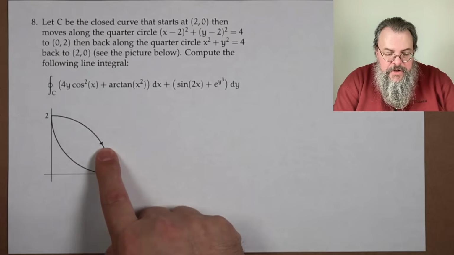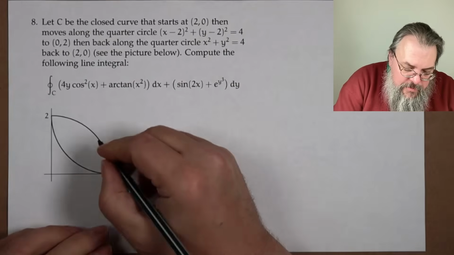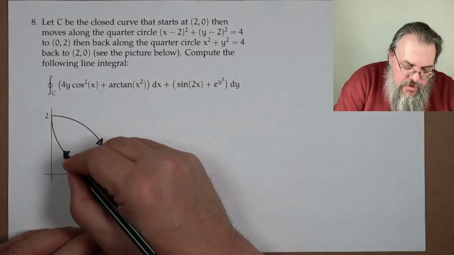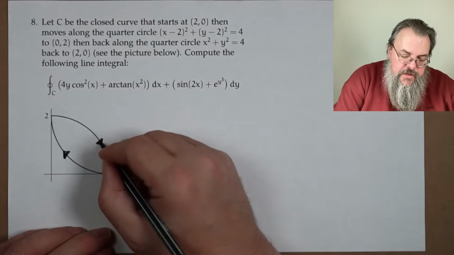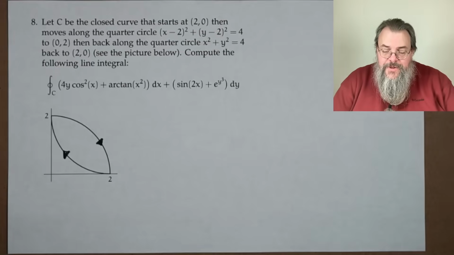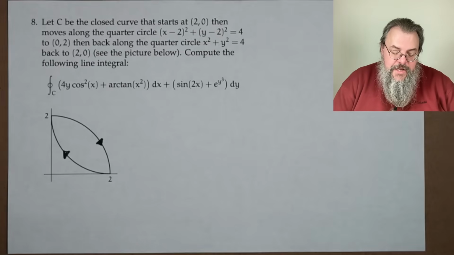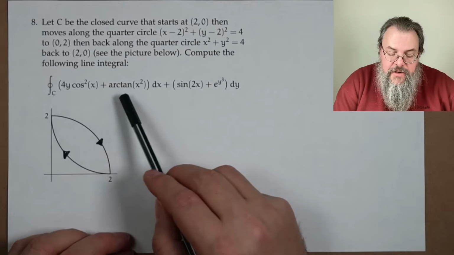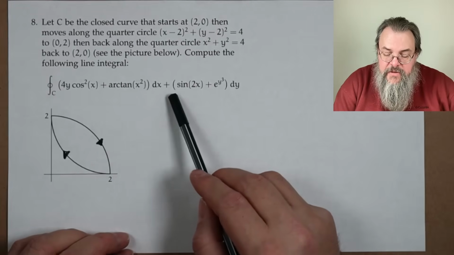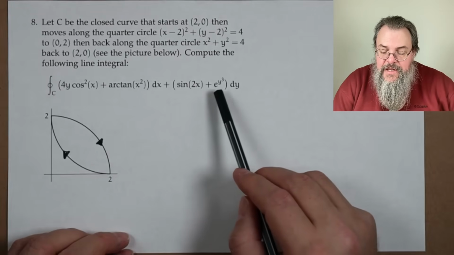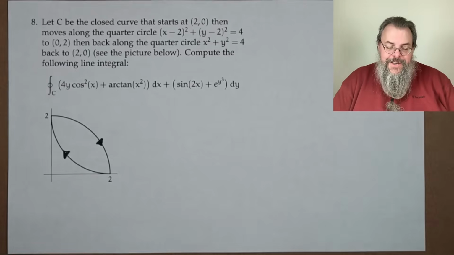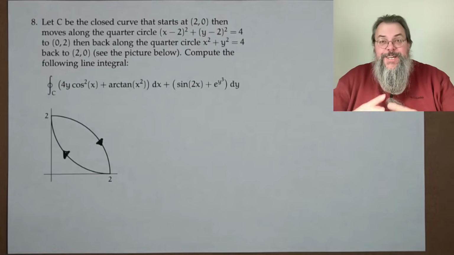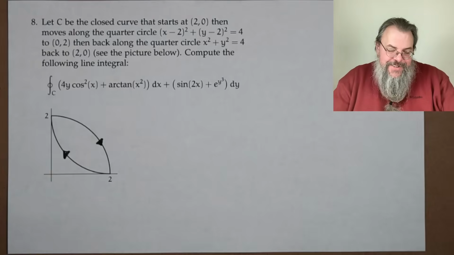So you see there's an arrow here. It's a little bit small. I'm going to make it a little bit bigger. And I'm going to make an arrow down here just to help us really make sure we understand what's going on. Compute the following line integral. Integral around C of (4y cosine squared x plus arctangent of x squared) dx plus (sine of 2x plus e to the y cubed) dy. All right, now there are some hints about what this problem is about.